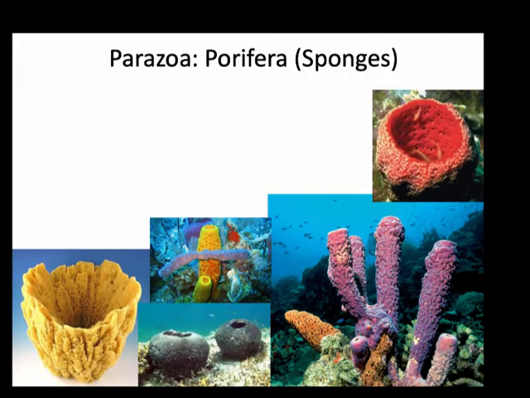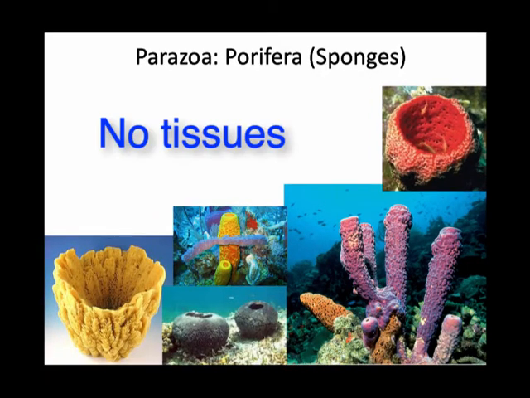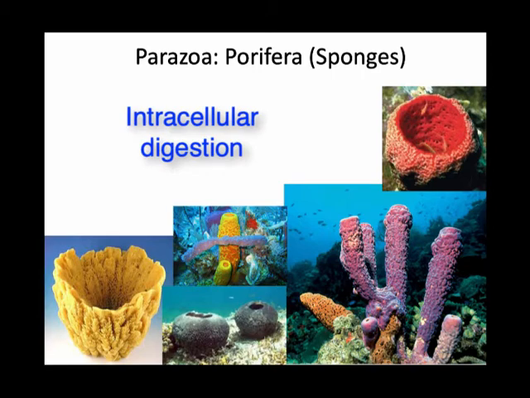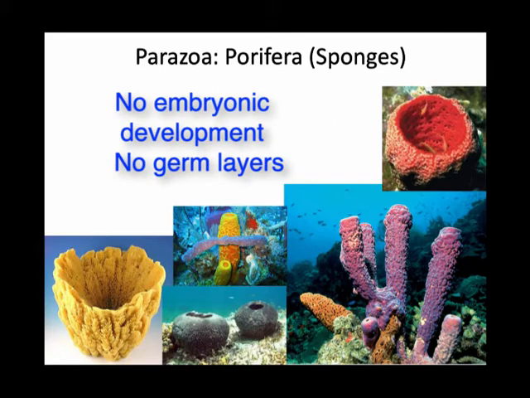Sponges are some of the most simple animals. They don't have tissues. They have different cell types, but the cells are loosely arranged. They are mostly filter feeders. They do not have a centralized digestive system. All their digestion actually happens intracellularly, which means inside of their cells. So they can only eat particles that are small enough to be filtered into a single cell, and that single cell will digest them. They don't have embryonic development and they don't have tissue organization.